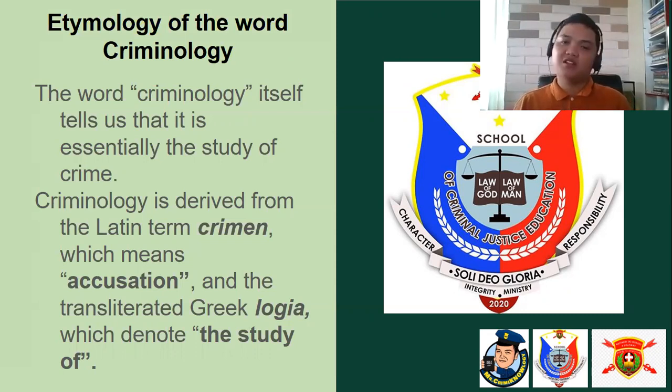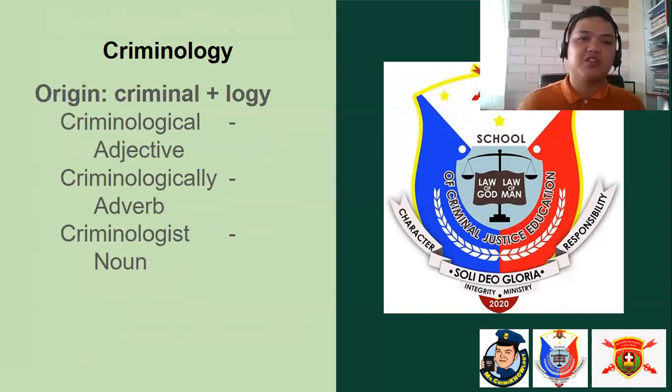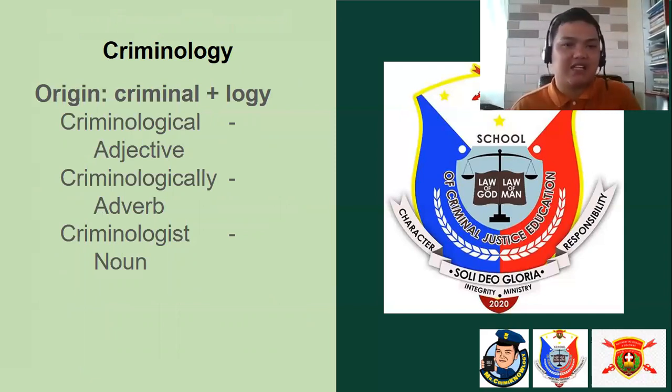Criminology is derived from the Latin term crimen, which means accusation, and the transliterated Greek logia, which denotes the study of. So, from the origin of the term alone, it is the study of accusation or the study of crime. Criminology, the origin: criminal plus logy. Criminological is an adjective, criminologically is an adverb, and criminologist is a noun. This will be used throughout the course.